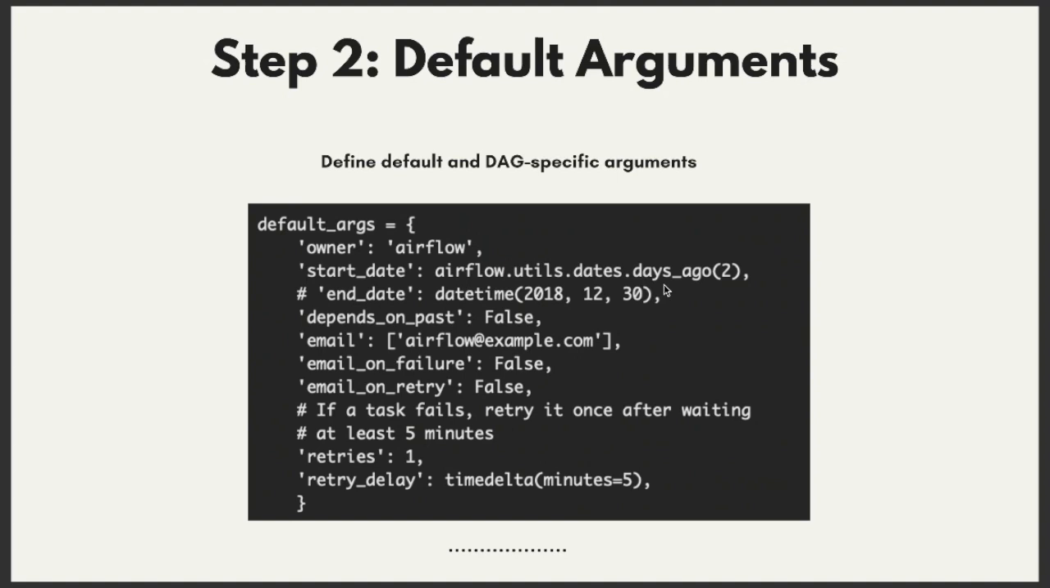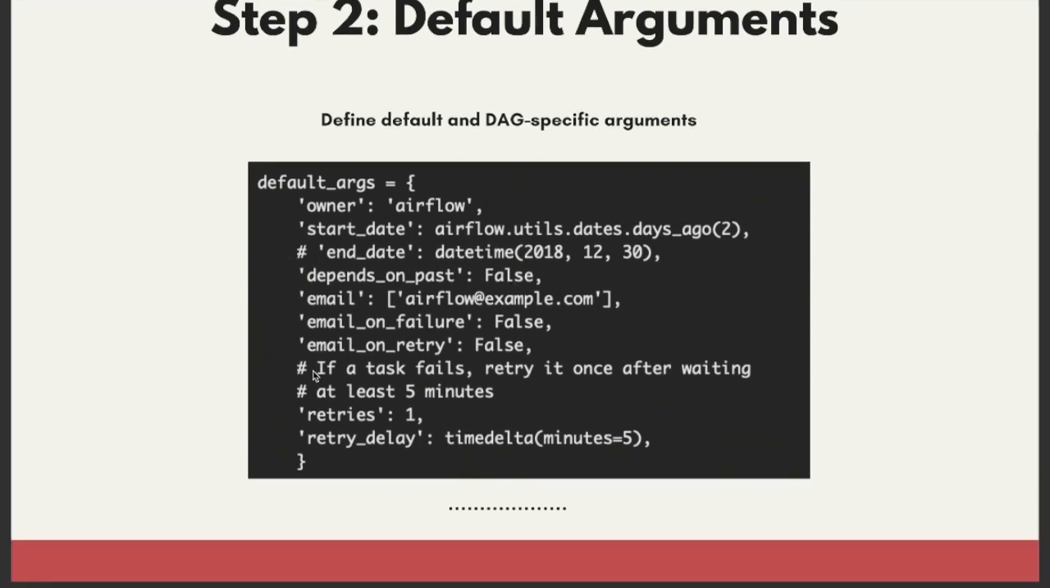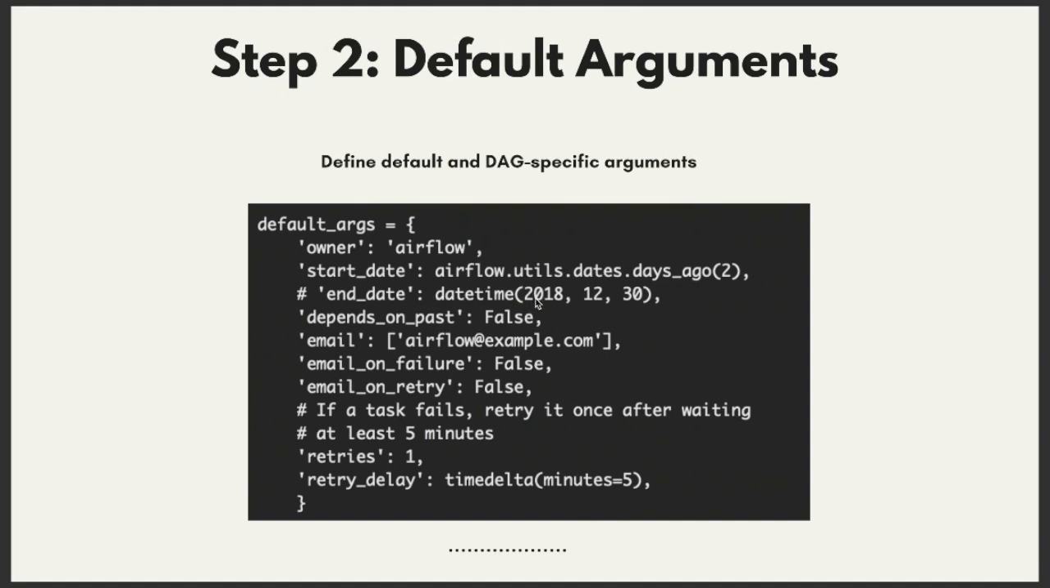And the next step is, does it depend upon the past? I've given it as false. And I've instantiated the email as airflow@example.com. You can substitute it for your own email address. And email on failure basically means that it will send you an email whenever this task fails, and email on retry means it will send you an email saying it is going to retry it.